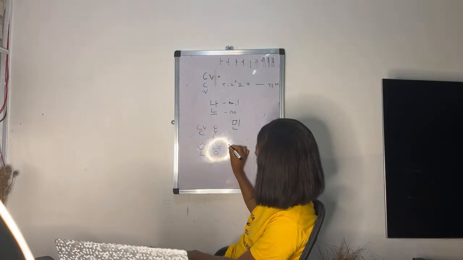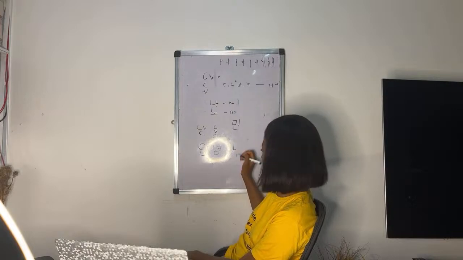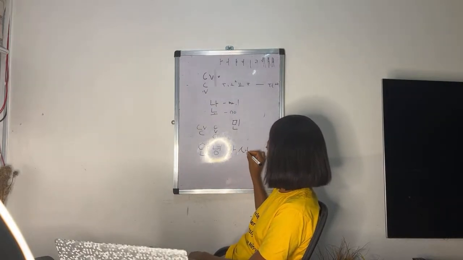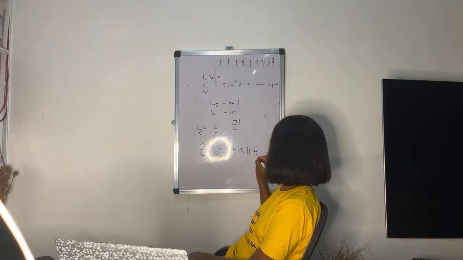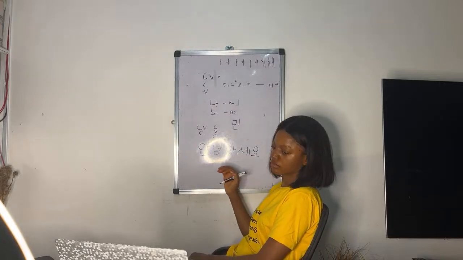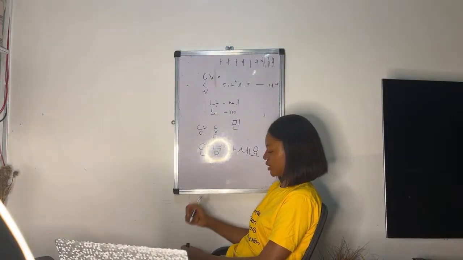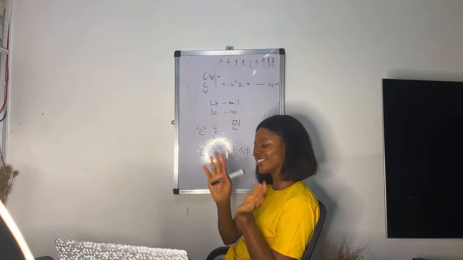So this is the first method, this one. Consonant, vertical vowel: annyeong, ha. Consonant, vertical vowel, say, then consonant, horizontal vowel: yo. Annyeong ha seyo. This is how we write it. Hello. Annyeonghaseyo.